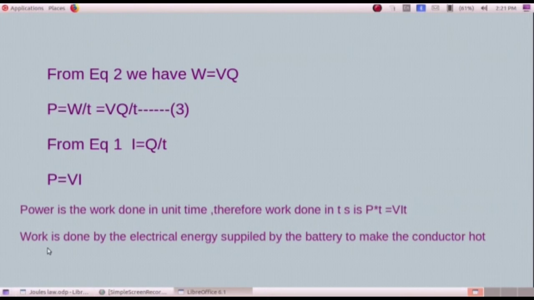Work is done by the electrical energy supplied by the battery to make the conductor hot.